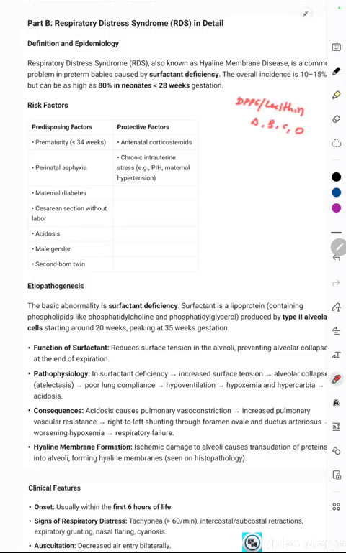Now this surfactant production starts at 20 weeks of gestation. It is found in the amniotic fluid at 28 weeks of gestation, and at 34 weeks of gestation it is mature. So generally the respiratory distress happens in preterm newborns who are born at less than 34 weeks of gestation. The risk factors are, as I said, prematurity less than 34 weeks, which is the most important, perinatal asphyxia, maternal diabetes, C-section without labor, and acidosis. It is more commonly seen in the male gender. The protective factors are antenatal corticosteroids and chronic intrauterine stress, for example, pregnancy-induced hypertension.